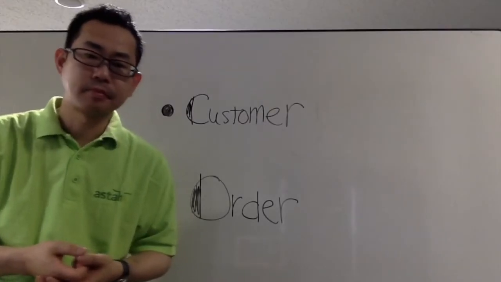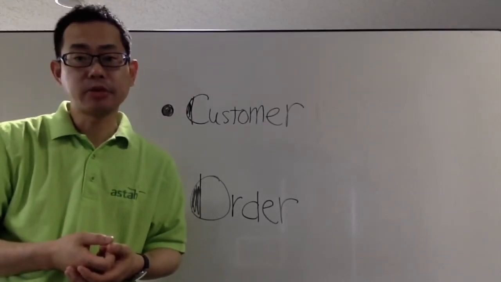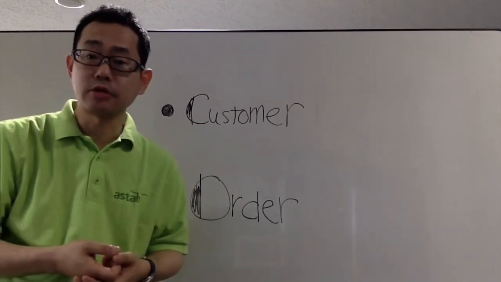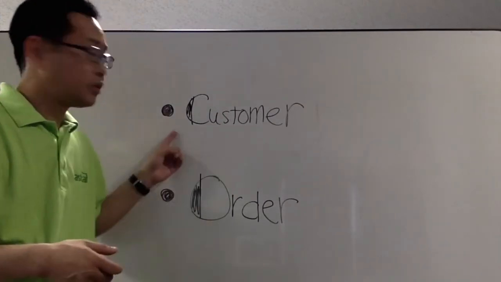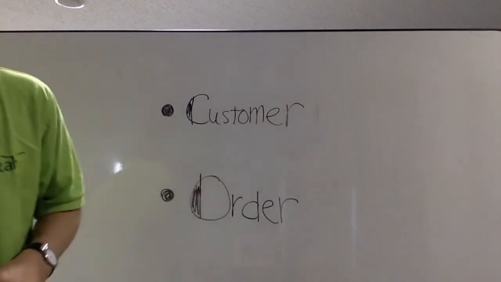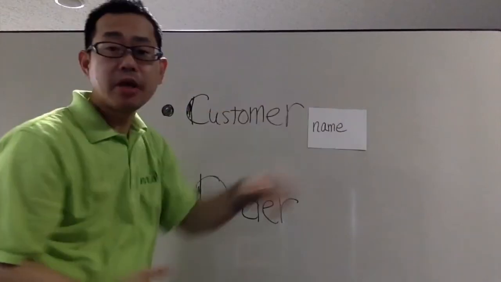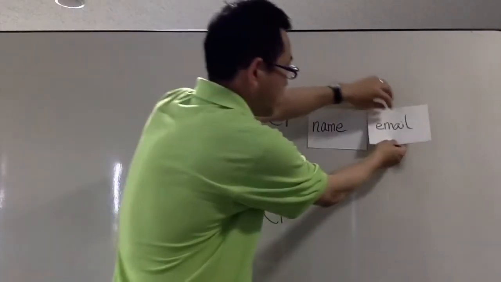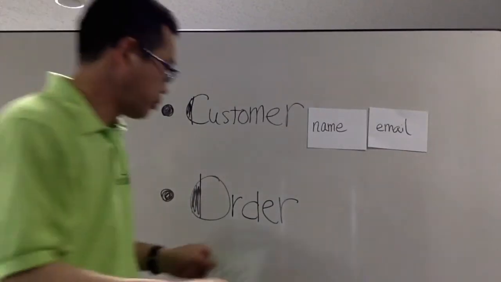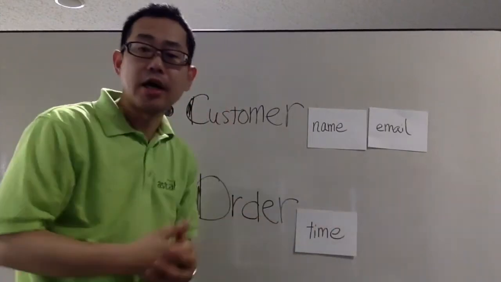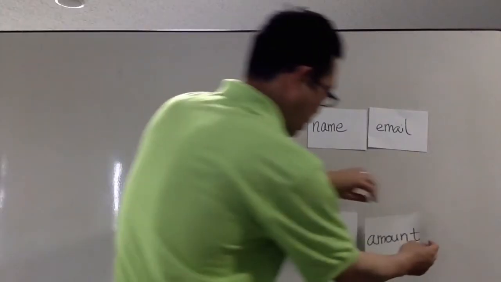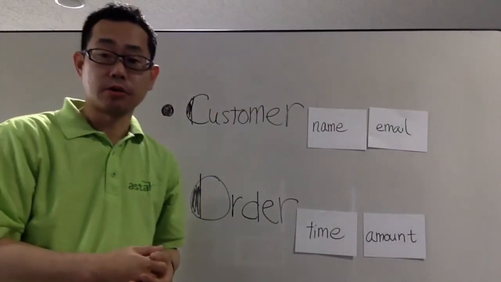Class diagram. There are two types of class diagrams. One is called implementation level, and the other is called concept level, which I'm going to talk about today. For example, there is a customer and an order, and the customer will have a name as a property and also an email address as a property. And order also would have a time and date as a timestamp, and also an amount of money in the order.